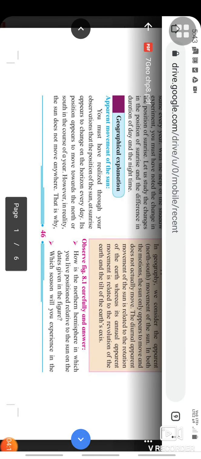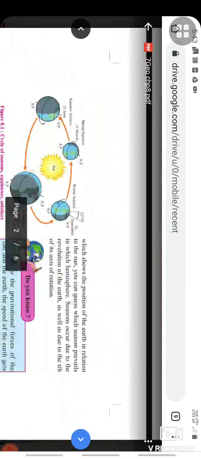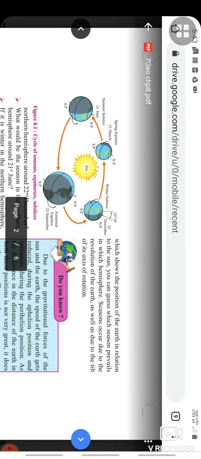Observe figure 8.1 carefully and answer. So this is your figure which is showing the cycle of seasons, equinoxes and solstices. Okay, so the first question is, how is the northern hemisphere in which you live positioned relative to the sun on the dates given in the figure?